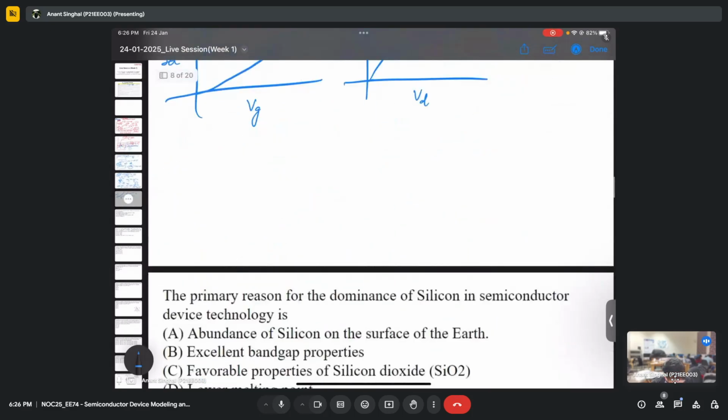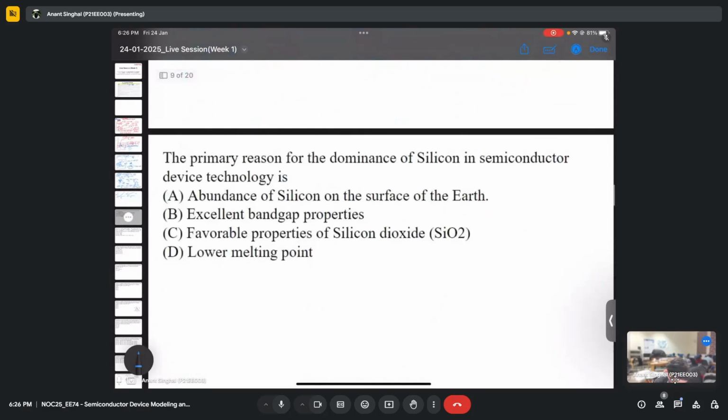Let's move to the first problem for the lecture. It says: the primary reason for the dominance of silicon in semiconductor device technologies. Anyone who wants to give it a go must know about silicon at least. The yield engineer must be knowing about silicon, if I'm not wrong. So any guesses?